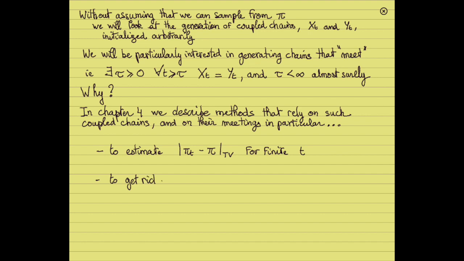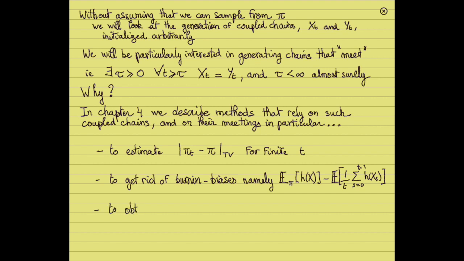Also, we will use such couplings to get rid of burn-in biases, that is, to get rid of the effect of the initialization on the expectation of the estimate. The bias here refers to the difference between the expectation of a function under pi and the expectation of our Markov chain ergodic average. This difference is not zero because we do not typically generate the Markov chain at stationarity. And so we will see that couplings allow the construction of unbiased estimators instead of those standard MCMC averages.